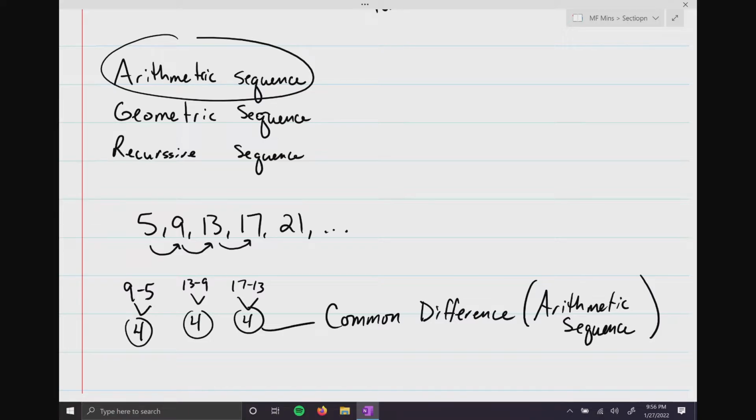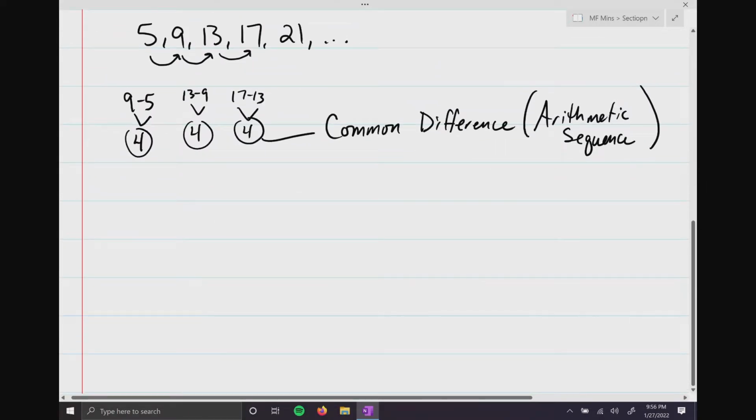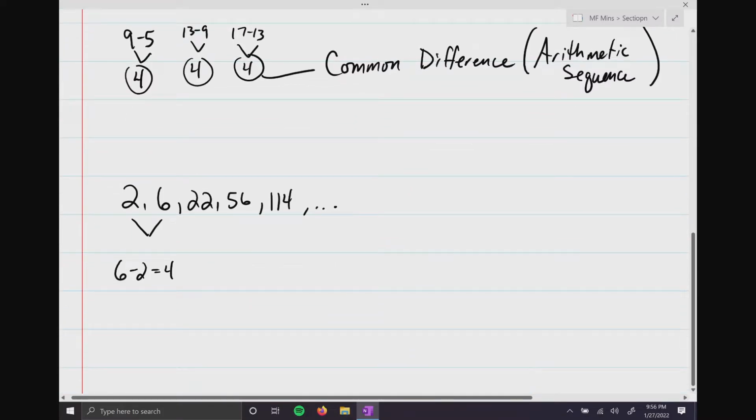Now, sometimes this might not be readily apparent. For example, your book has this example right here. Okay, and this is another sequence. If we tried the method that we just did, taking these 2 numbers, 6 minus 2, notice we get 4. Then we get 22 minus 6, and notice that's 16. And then we get 56 minus 22, and 56 minus 22 is 34. Notice that we're not getting what we wanted, which is this nice common difference, okay?